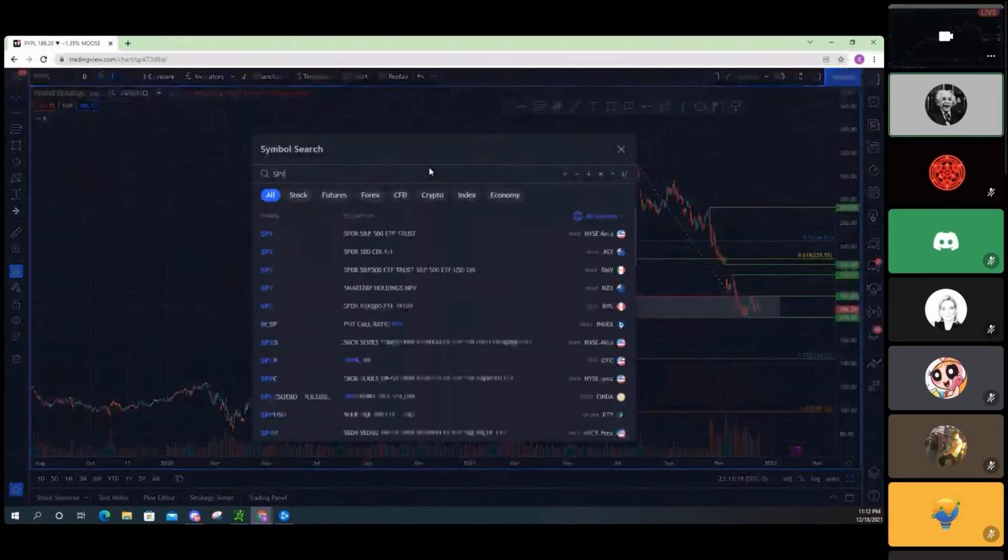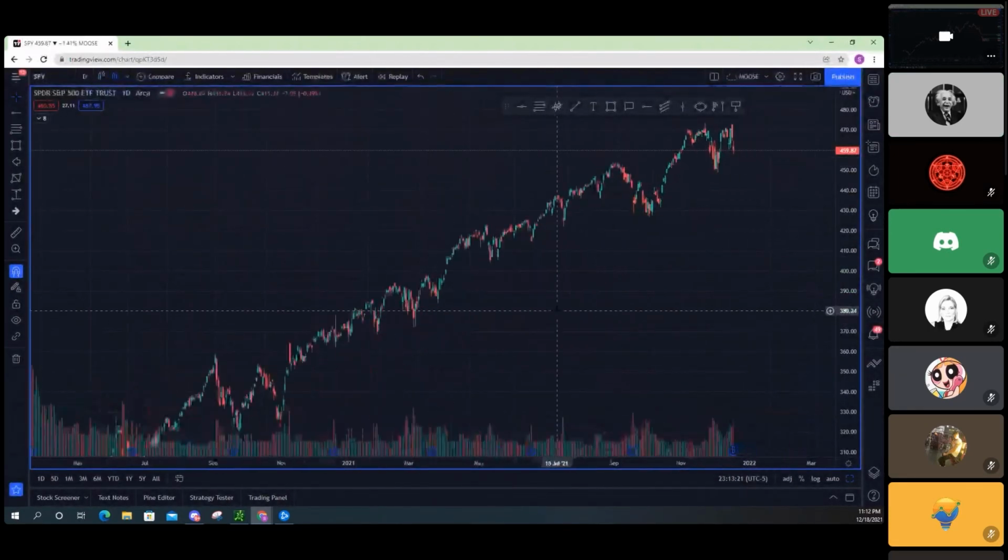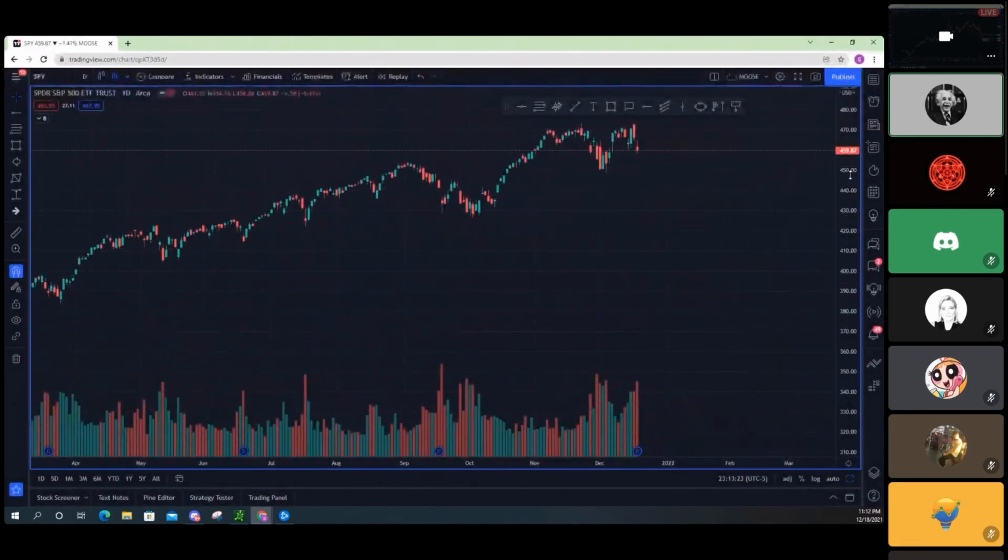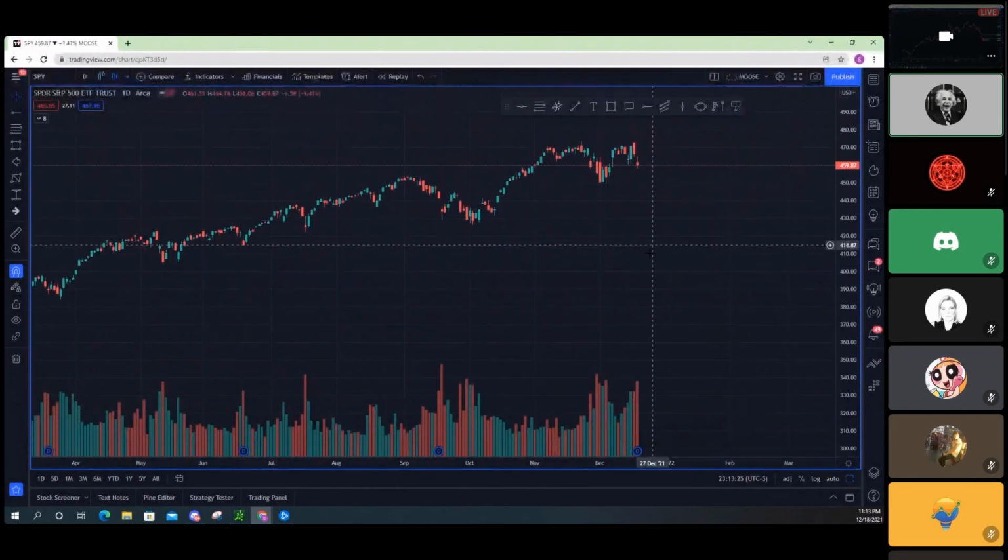All right, let's see. We just covered ES. I don't know if you're watching. Same concept, ES, SPY. It's going to be the same exact chart. So you have this level. You could play the break of 448, which is pretty far.